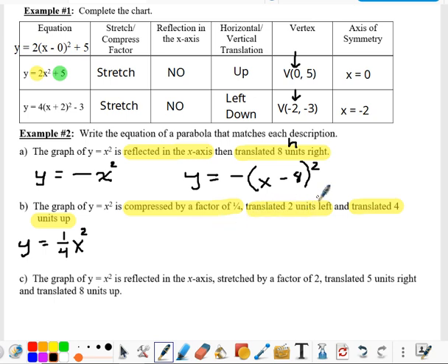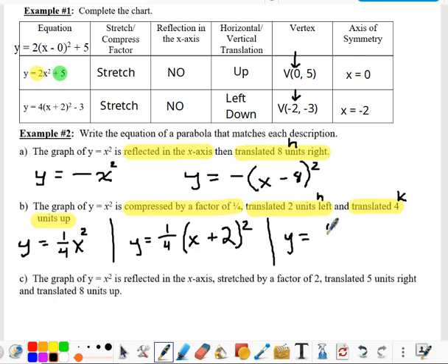Okay? Then it was translated 2 units left. Now left indicates the horizontal, and of course k is going to represent the vertical translation. So for the next part, we're thinking, okay, well, 2 units left. So y equals 1/4 (x minus that negative 2), which means it's going to read in the brackets as plus 2, squared. And then lastly, this translation of 4 units up: y equals 1/4 (x plus 2) squared, and 4 units up, so plus 4.